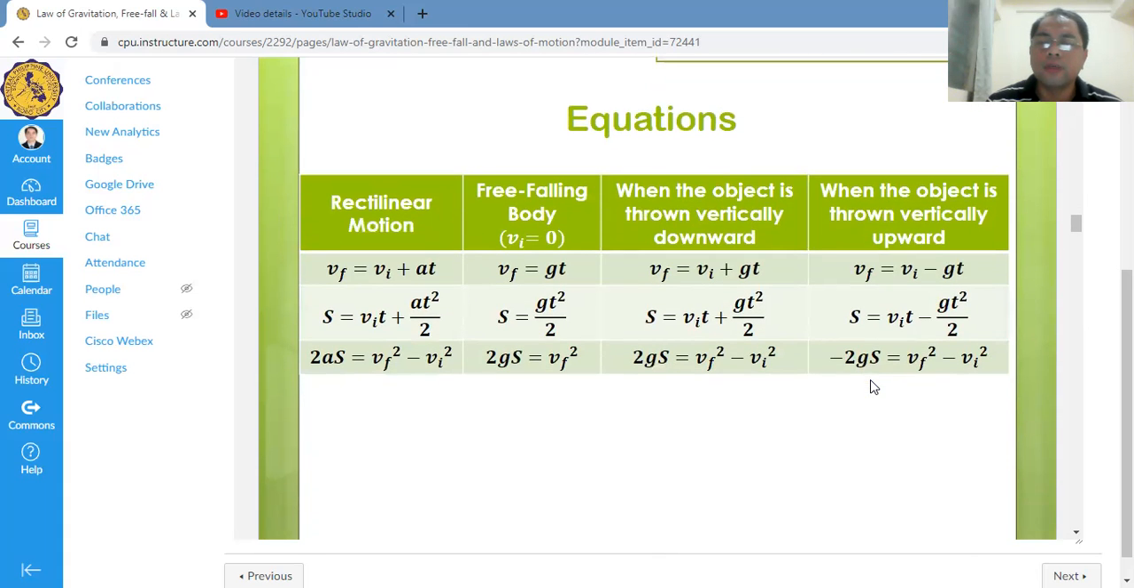Now here are other equations which we can see. Again, this slide, by the way, you can see in our Canvas. There's a slide that you can view and download there, which is about this one.